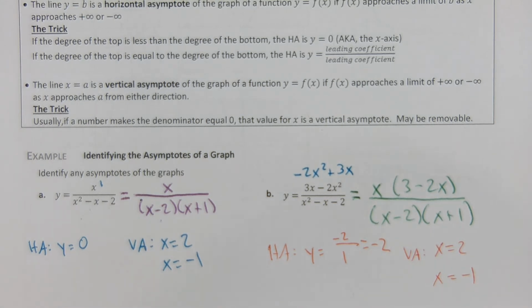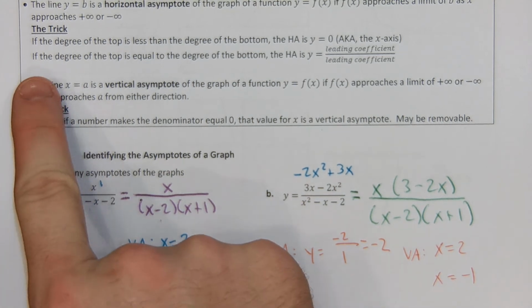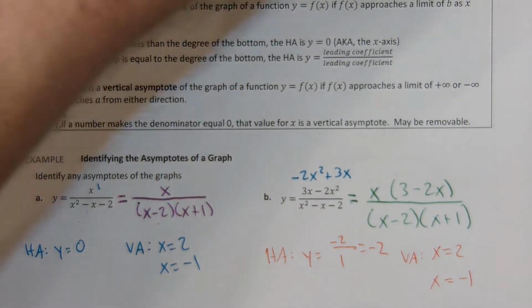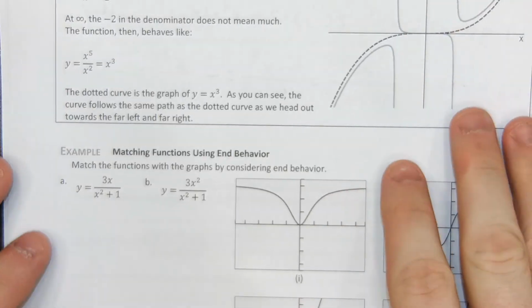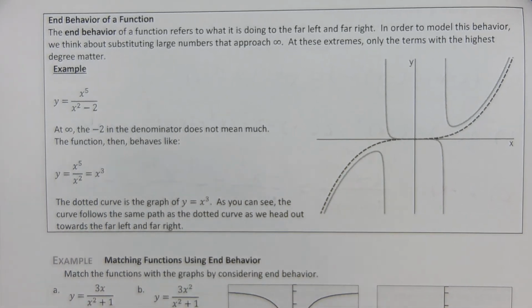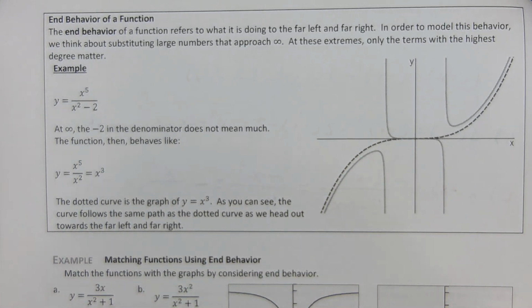But remember that question that I asked myself a little bit ago. What happens if the degree of the numerator is larger than the degree of the denominator? Well, you don't have a horizontal asymptote. Instead, you have something that we call an end behavior asymptote. We're not going to call it that just yet, but that's basically what it is.